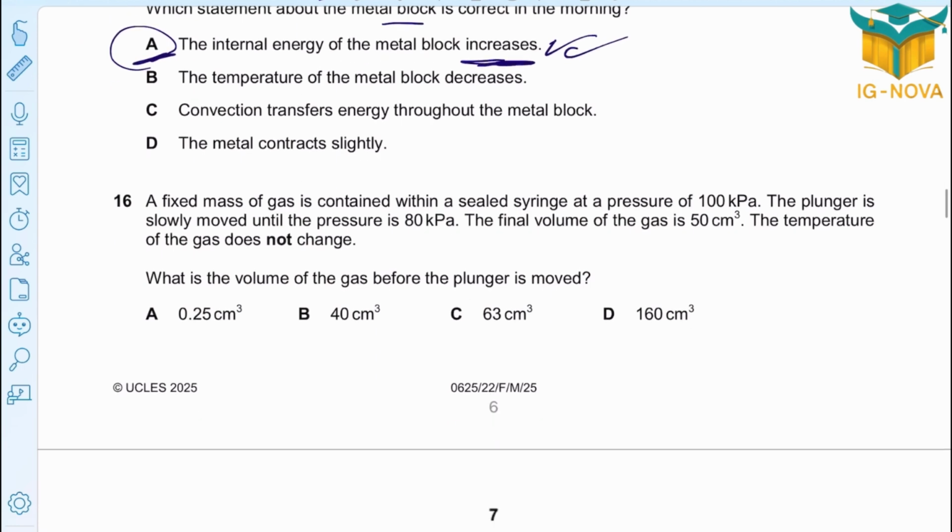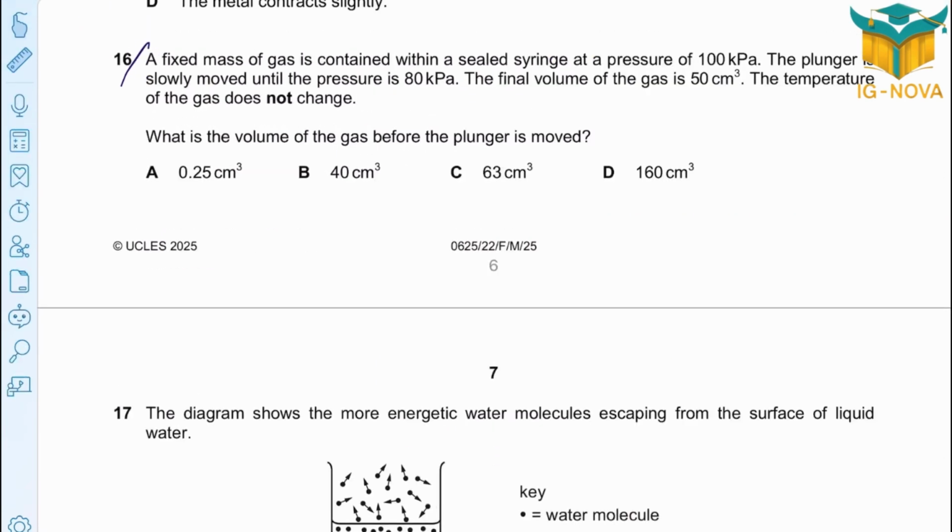Question 16. A fixed mass of gas is contained within a sealed cell at a pressure of 100 kilopascal. This is the pressure. Okay. The plunger is slowly moved until the pressure is 80 kilopascal. This is the pressure in the second case, so P1 and P2. The final volume of the gas is 50, so V2. The temperature of the gas doesn't change. What is the volume of the gas before the plunger is moved?